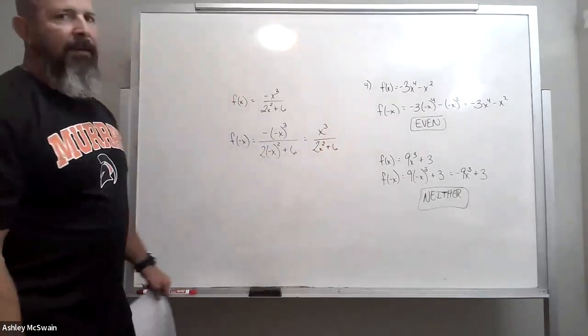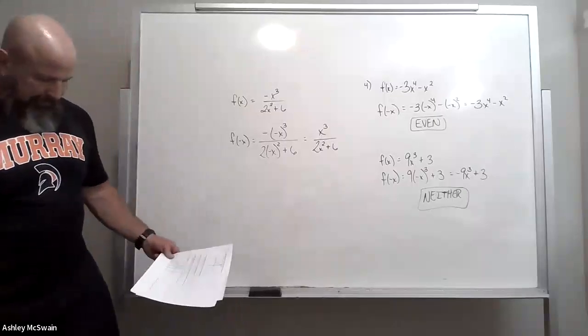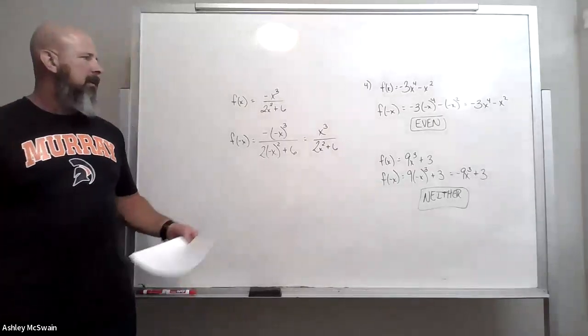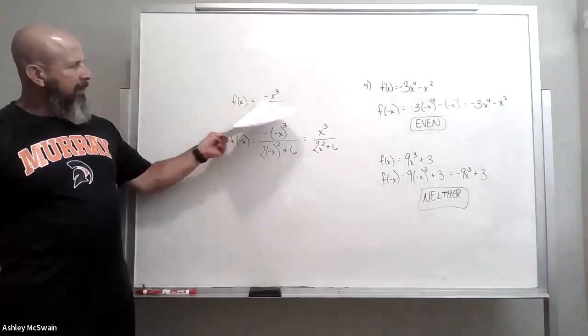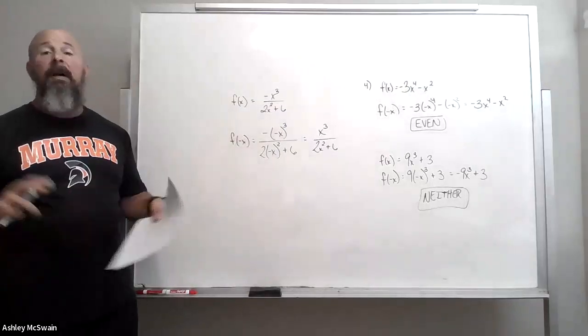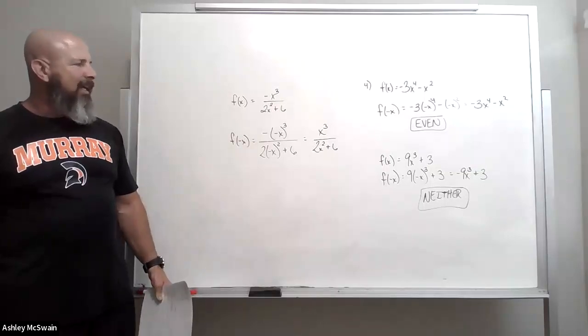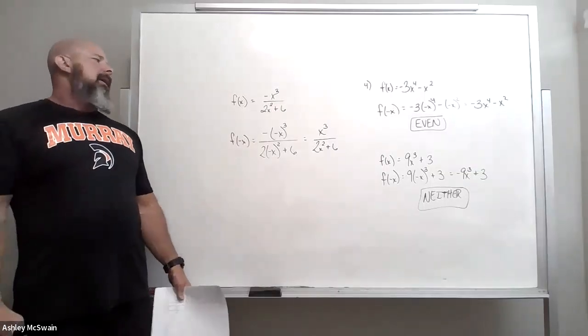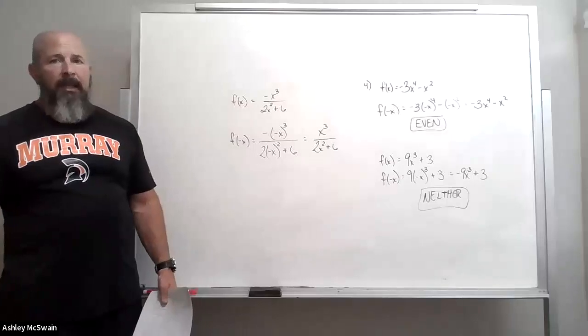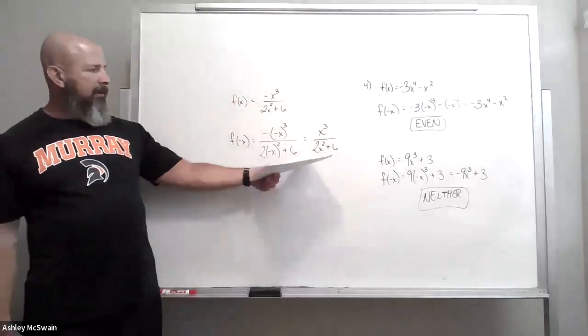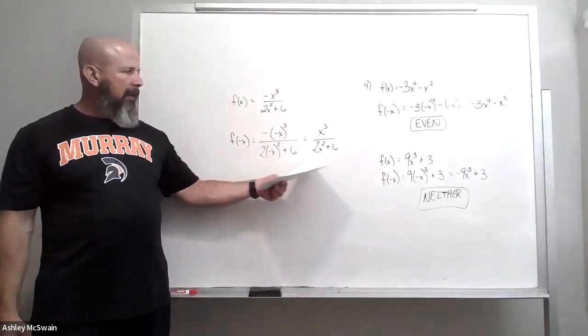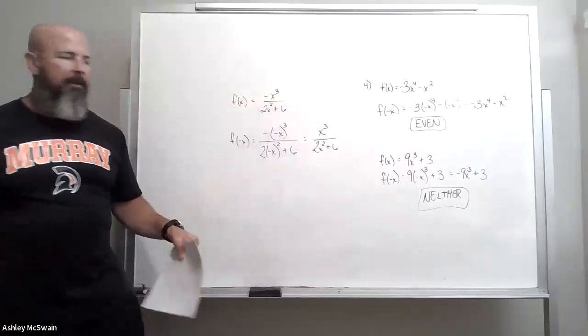Now I go through my investigation. Is it the original? No, it's not. This one had a negative in that numerator. It's not the original, so it's not even. Is it odd? Is it the negative of the original? Yes, this one is the negative of the original. This that I ended up with is -1 times the original function.